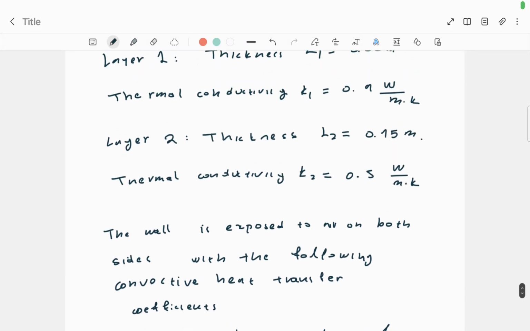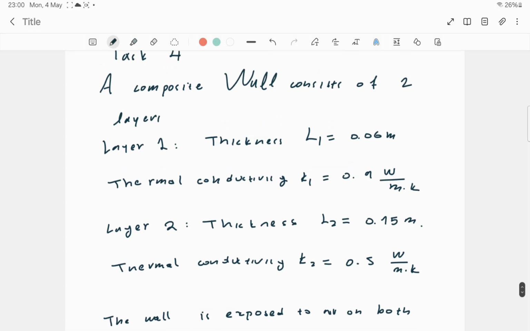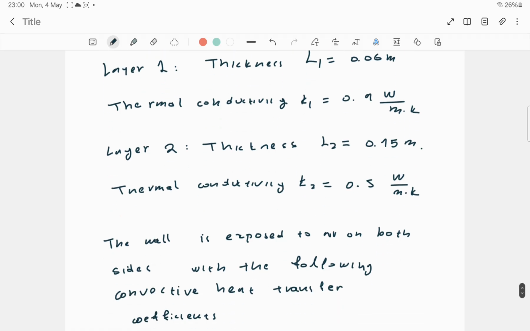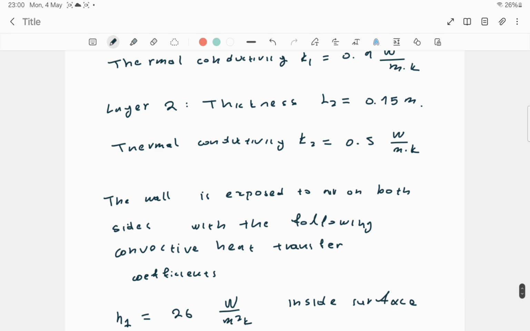Alright, we move now to the next task, task 4. We have a composite wall that consists of two layers. Layer 1, we have the thickness of the first layer, L1, 0.06 meters. The thermal conductivity, kappa 1, 0.9 watt per meter times Kelvin. And then for layer 2, we have L2 equals 0.15 meters and thermal conductivity, kappa 2, 0.5 watt per meter times Kelvin.